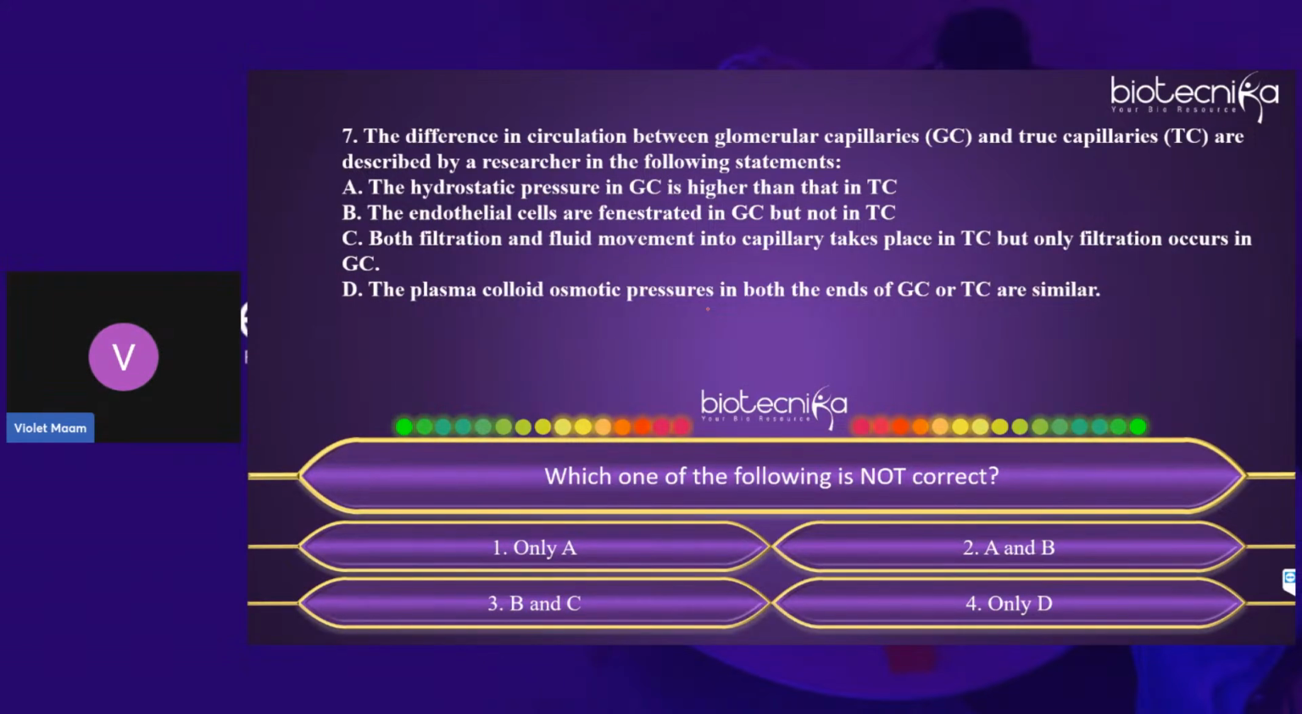Let's move ahead. The seventh question is again related to the excretory system. The differences in circulation between glomerular capillaries and true capillaries are described by a researcher in the following statements. A. The hydrostatic pressure in glomerular capillaries is higher than that in true capillaries. B. The endothelial cells are fenestrated in glomerular capillaries but not in true capillaries. C. Both filtration and fluid movement into capillary take place in true capillaries, but only filtration occurs in glomerular capillaries. D. The plasma colloid osmotic pressures at both ends of glomerular capillaries or true capillaries are similar. You have to find which is not correct, students. Just try and let me know what the right answer should be.